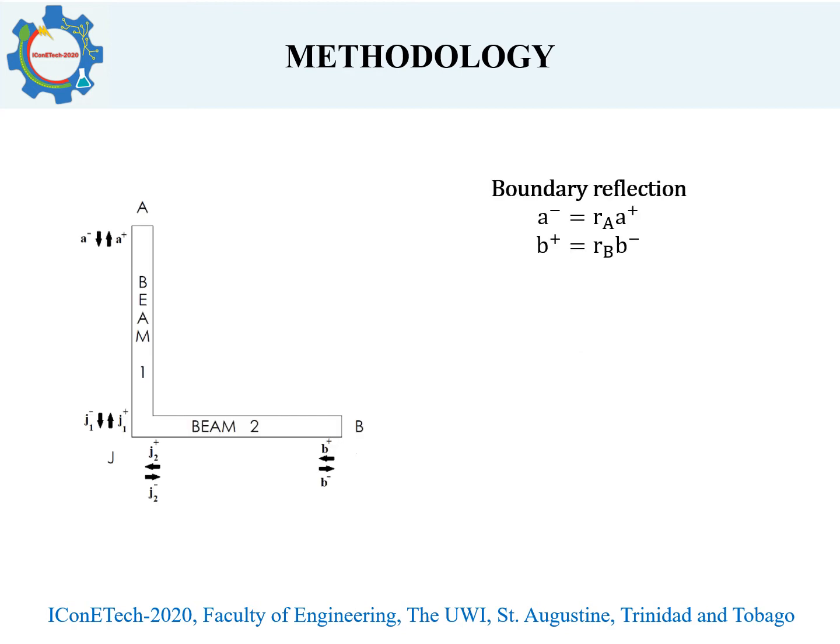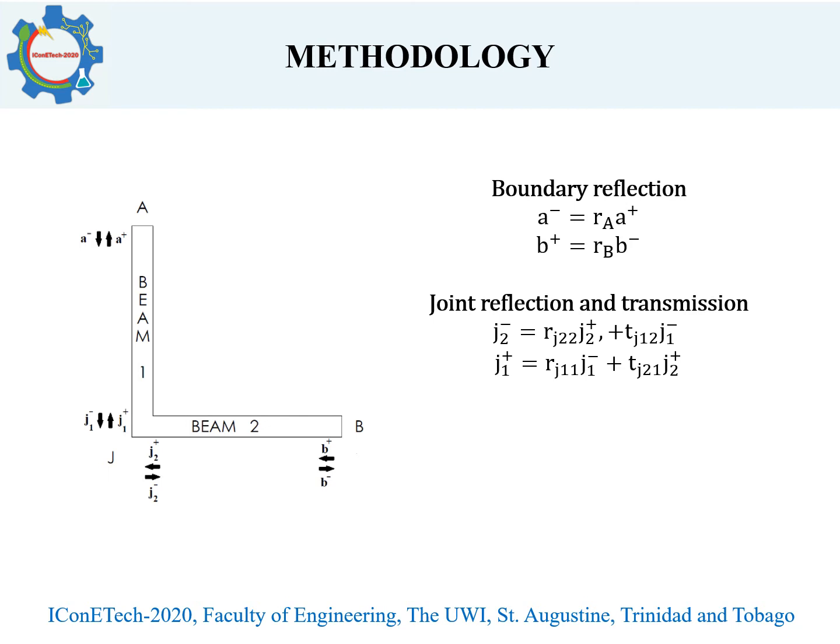On the left is the overall L-beam structure, which is in essence two beams, beam 1 and 2, connected at a right angle, resulting in joint J. Now at the ends of each beam, there exist two wave components, a positive and negative leading one. For example, A minus and A positive. These are denoted by the arrows.